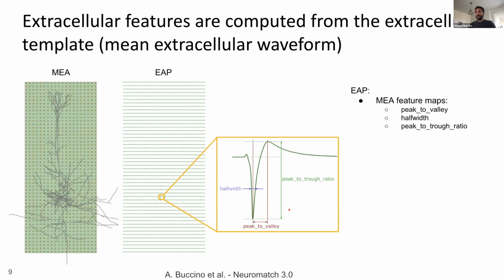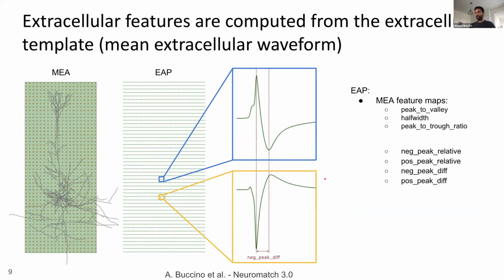Then we need to define other features for our extracellular signals. And this is an example of the neuron sitting on top of our simulated multi-electrode array. And here I'm zooming in on the channel with the largest amplitude, and we define some shape features for all of these channels. So we have features like the peak to valley duration, the spike half width, the peak to trough ratio, and so these are defined channel-wise.